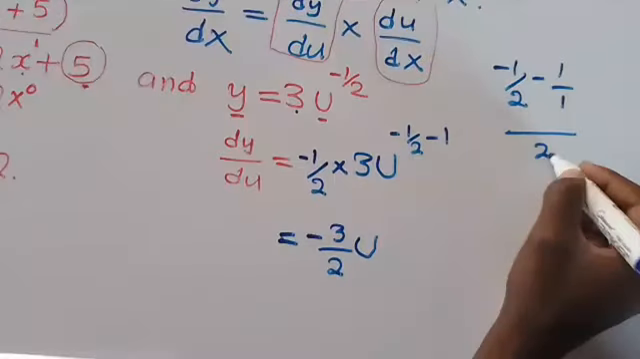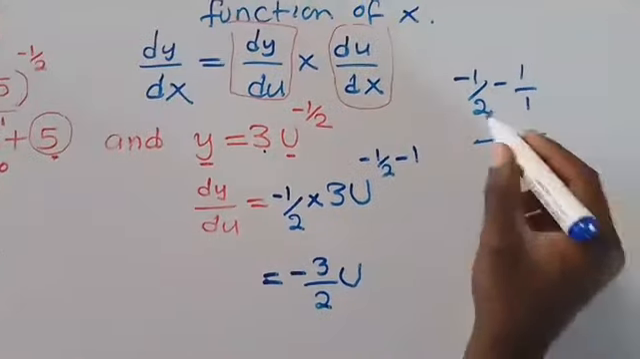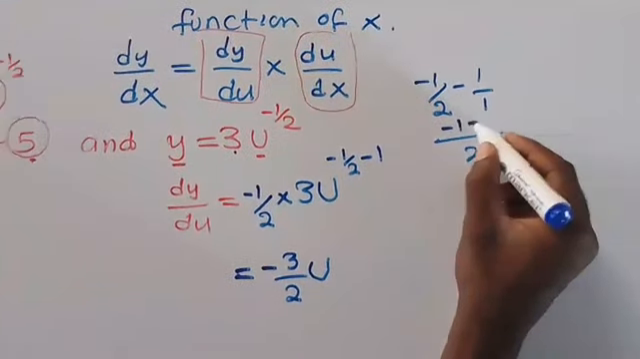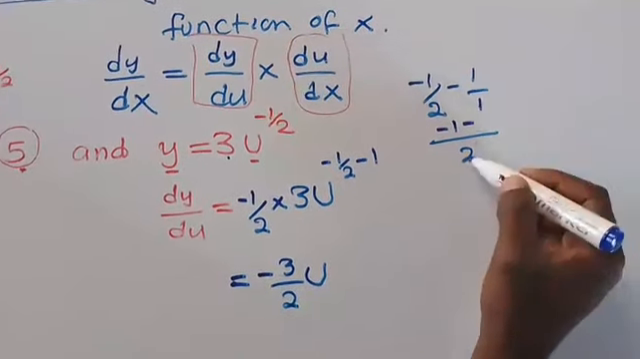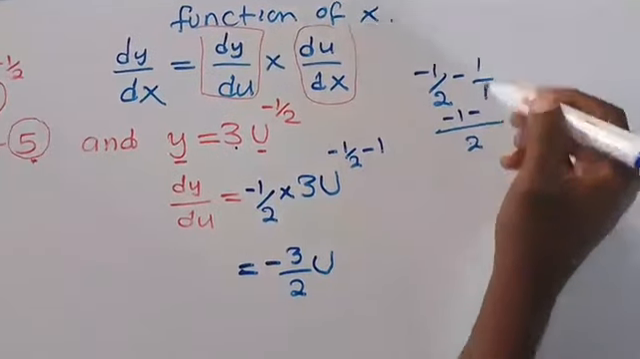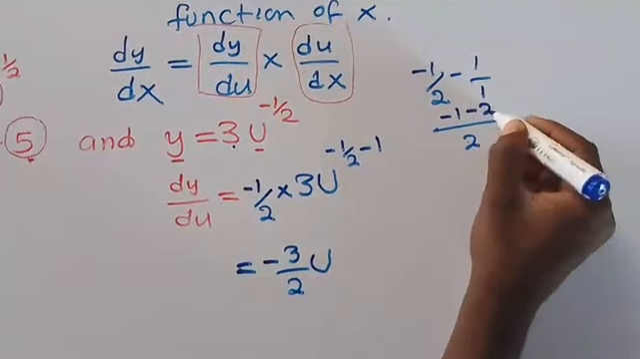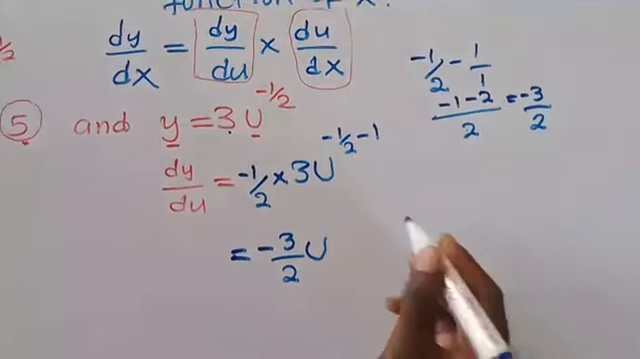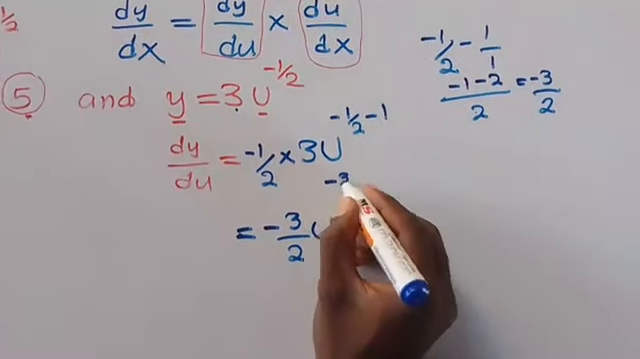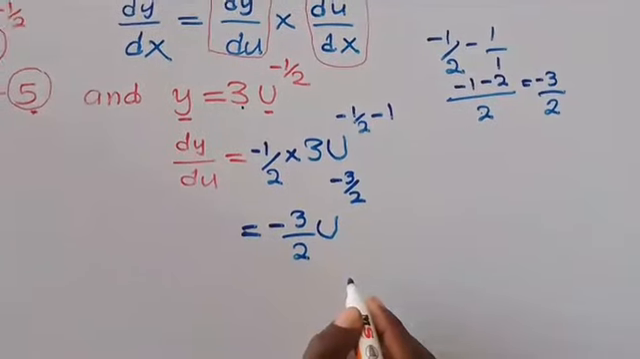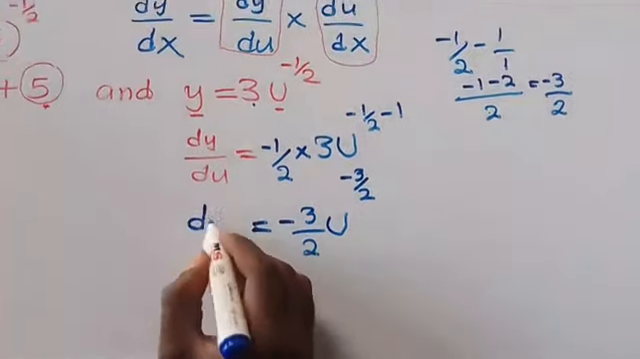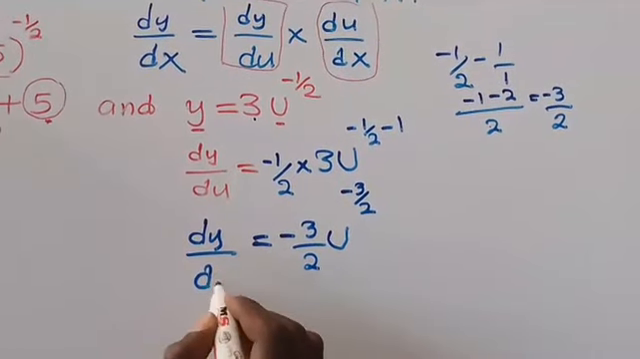the common denominator there is 2. The 2 into 2 is 1. 1 times negative 1 is negative 1. Minus 2 into 1 into 2 is 2. 2 times that 1 is 2, which is equal to negative 3 over 2. So we've got the power which is negative 3 over 2, like this. This is our answer. So I've differentiated, I've got dy over du.